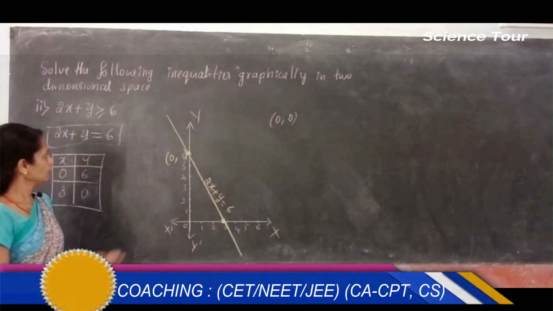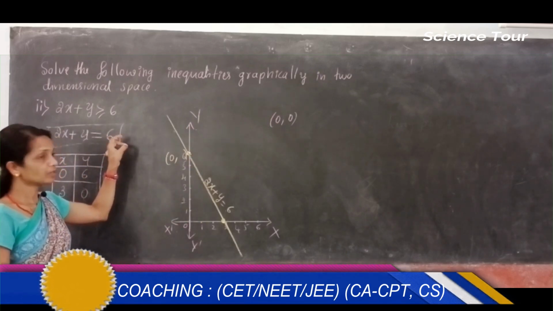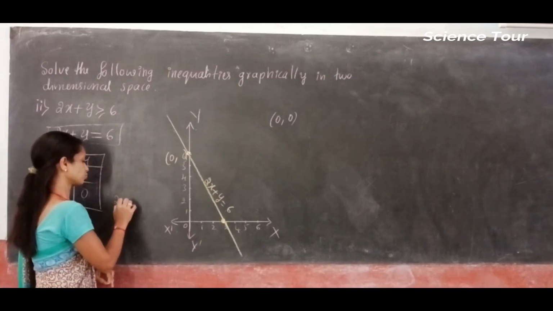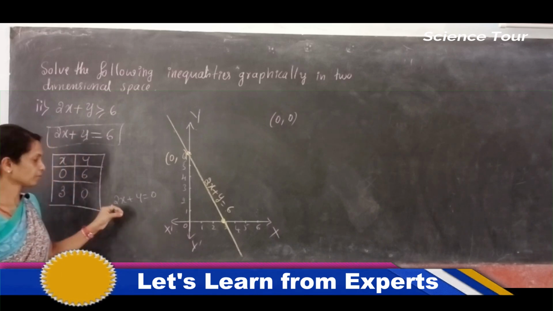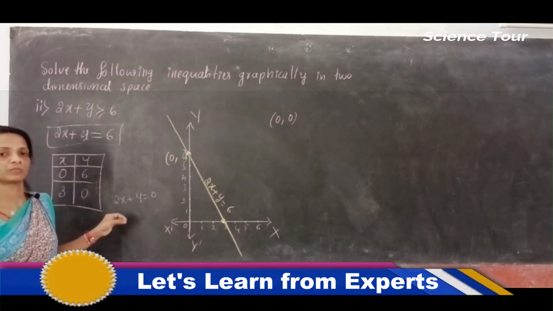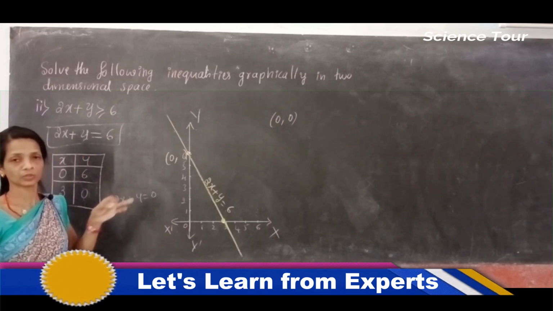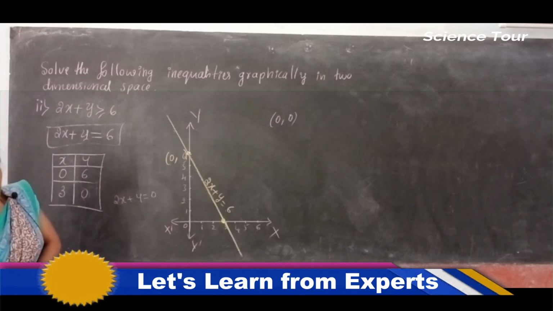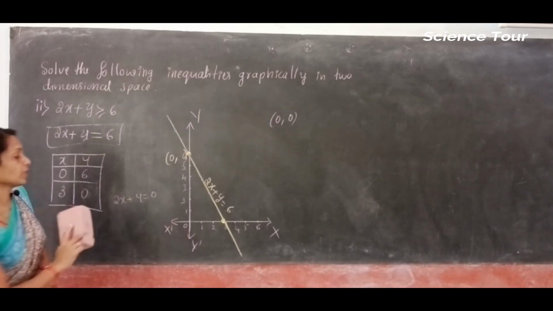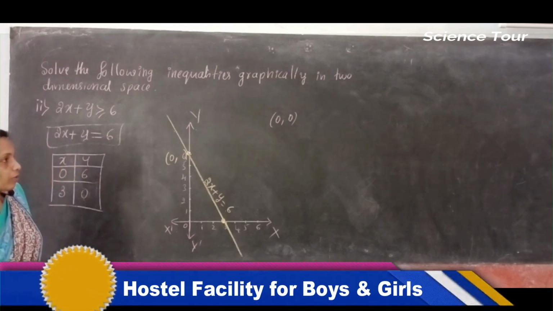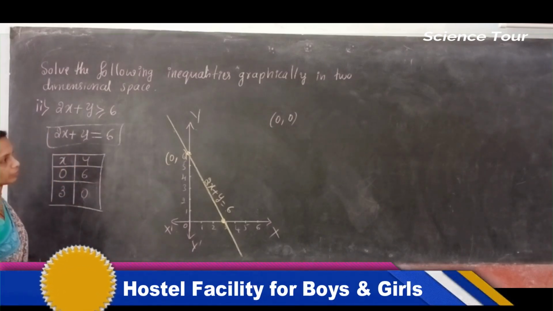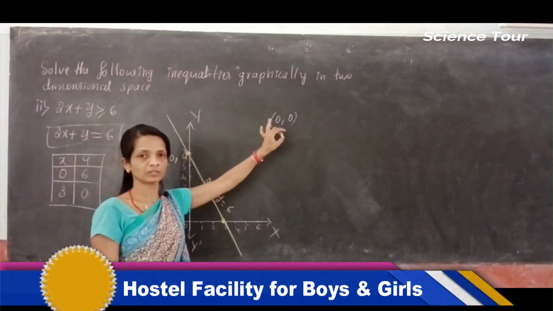Okay, if you have a constant number 0, for example like 2x plus y is equal to 0, then you cannot take a checking point 0, 0. At that time 0, 0 will be on the line 2x plus y is equal to 0. You will come to know that when we have problems of that type. Okay, now keep that aside. Now we have taken checking point 0, 0.